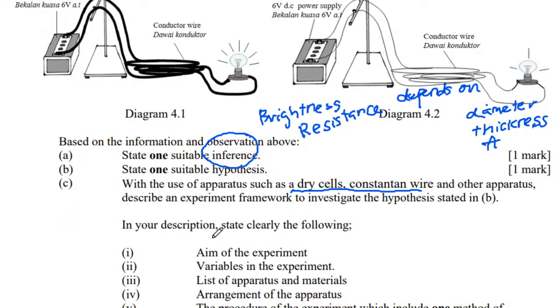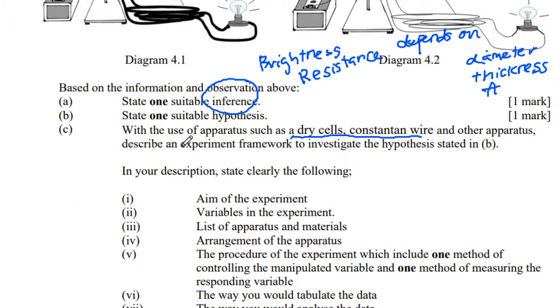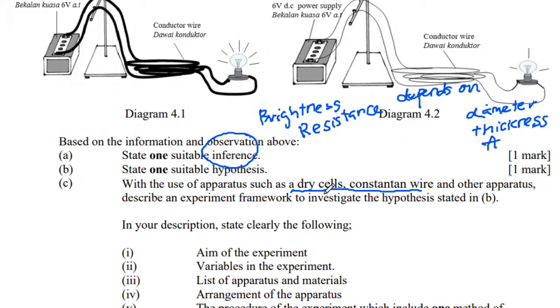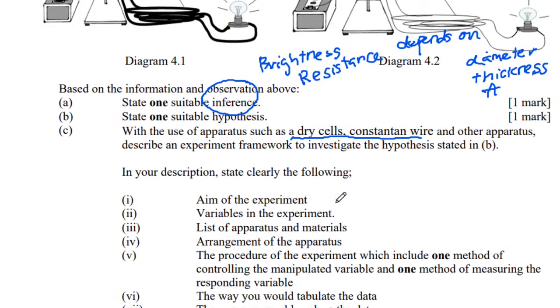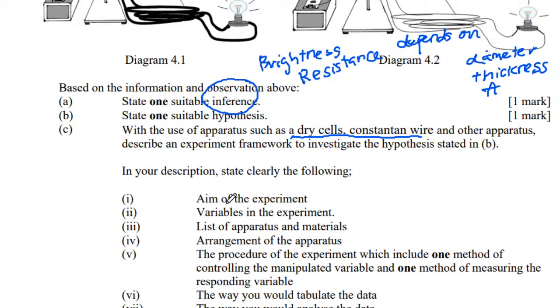Alright, now, using the apparatus given, so normally they give one or two apparatus. So you look at the apparatus given, that can give you idea on what experiment you should write. So now, you need to write the aim, variables, list of apparatus and material, arrangement of apparatus. So I have the answer here.